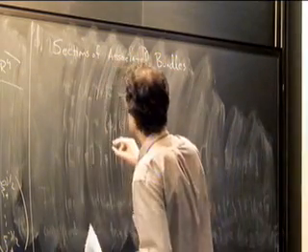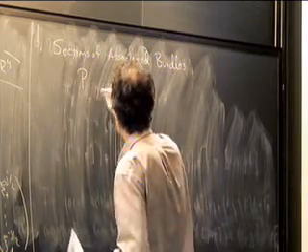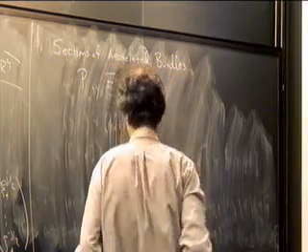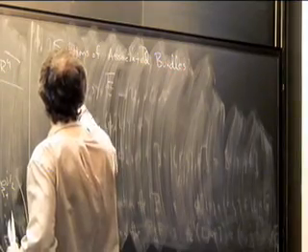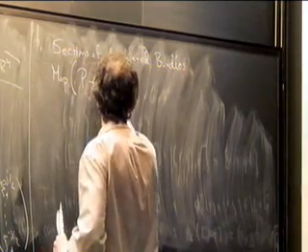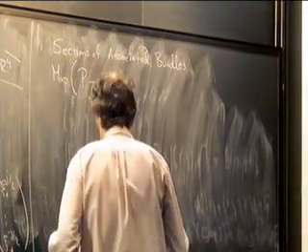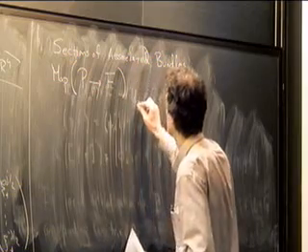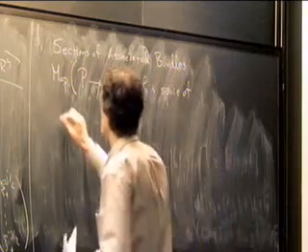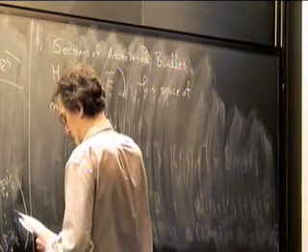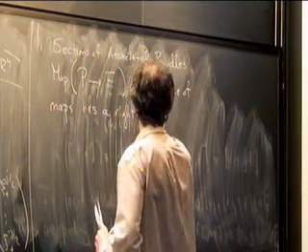Okay, so we have this situation that we have a principal G bundle, and we have a G space F. And in this situation, we can look at the maps from P to F. Okay? And I claim that this space of maps has a right G action.